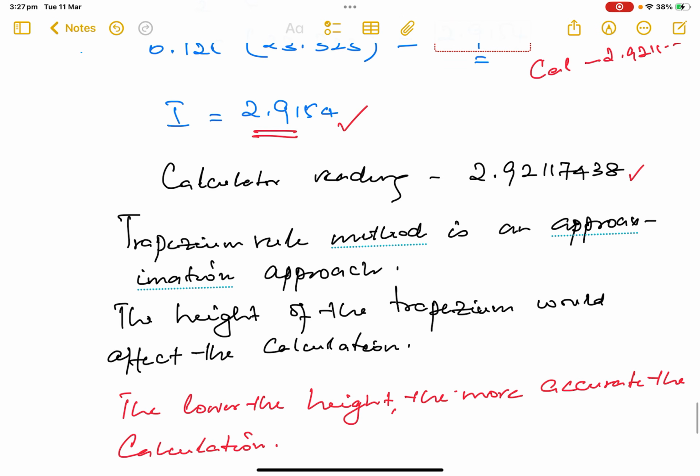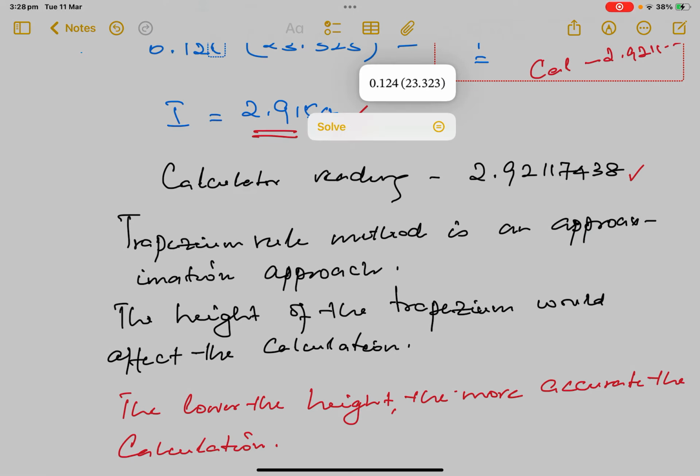The trapezium rule is an approximation method. But if you want to make it more accurate, or closer to the accurate value, the strips have to be smaller, and the width of the strips has to be smaller and smaller. The height of the trapezium, or width, would affect the calculation. That is what happened because we only got 4 strips. Therefore, the width is 0.25.